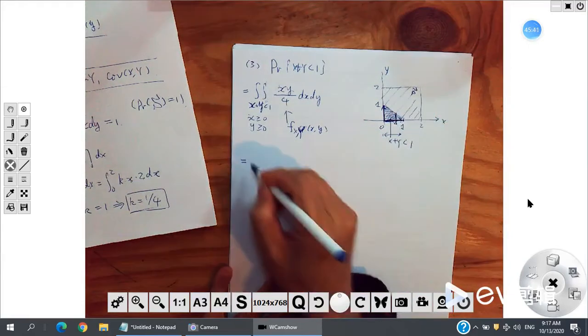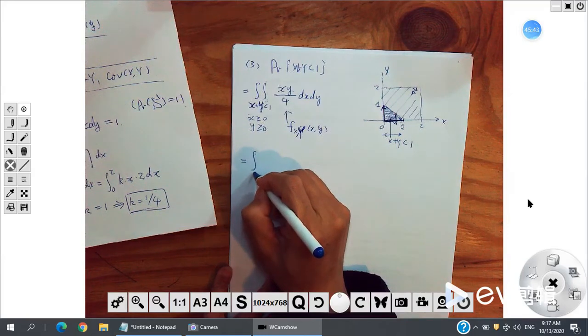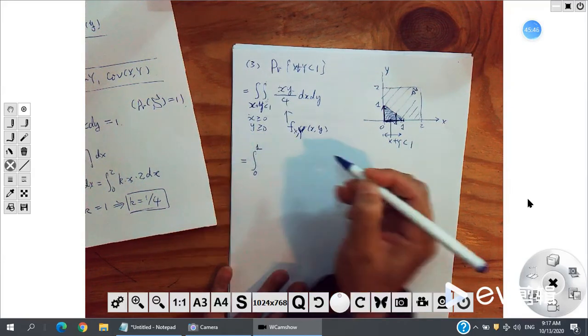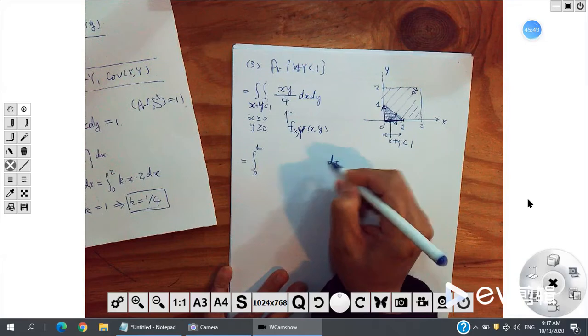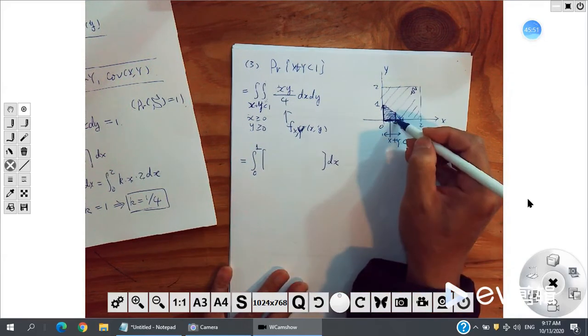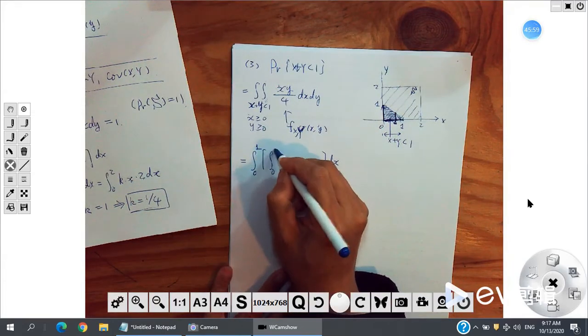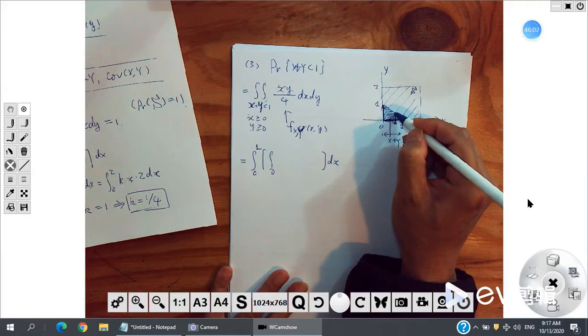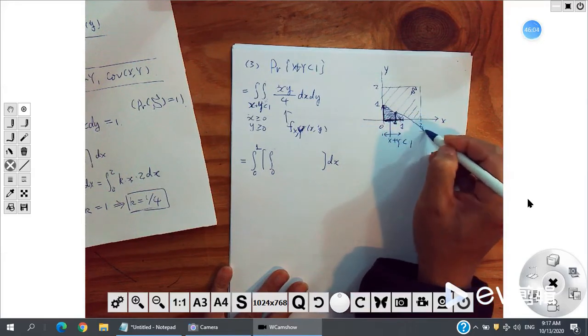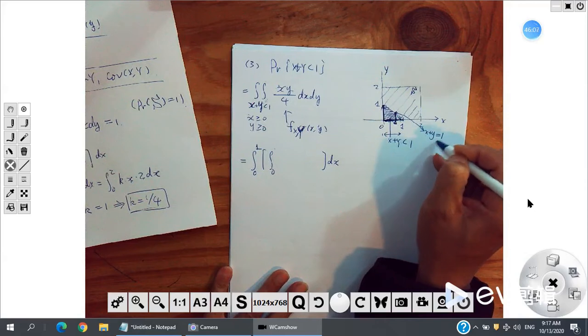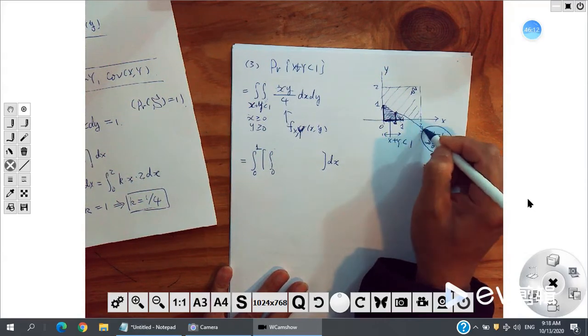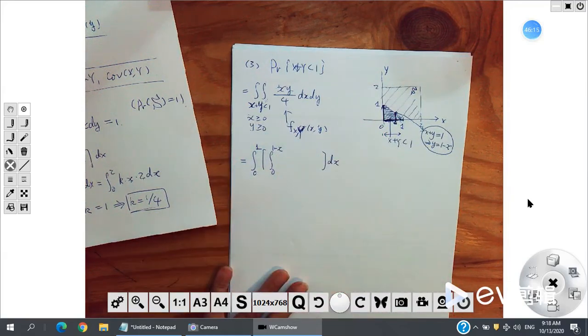Okay, so let me write it down. X will run from 0 to 1, dx. And when you have x here, y will run from 0 to this point. What is the value of this point? According to x plus y equal to 1, y equals 1 minus x. So here is 1 minus x. Make sense?